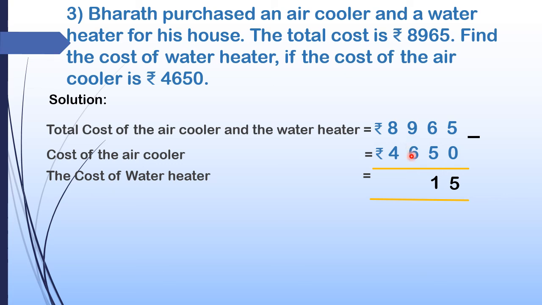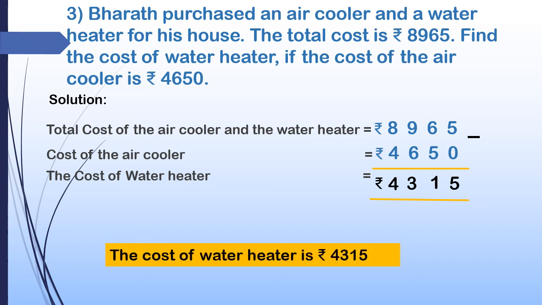Then 9 minus 6. So 7, 8, 9. So the answer is 3. Then 8 minus 4 is 4. So the cost of water heater is rupees 4,350.